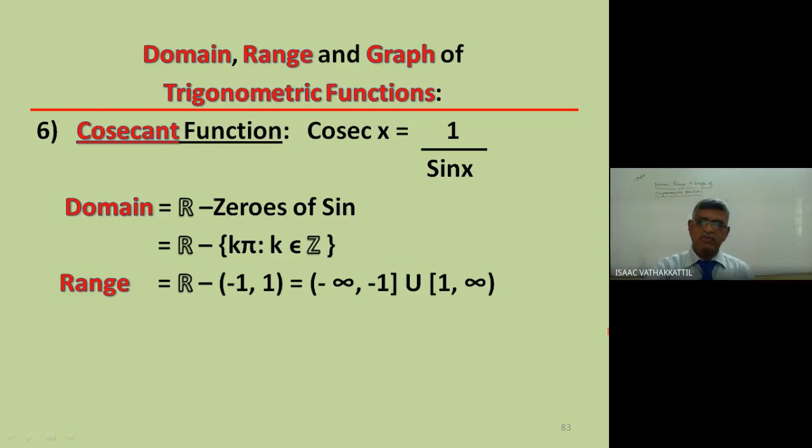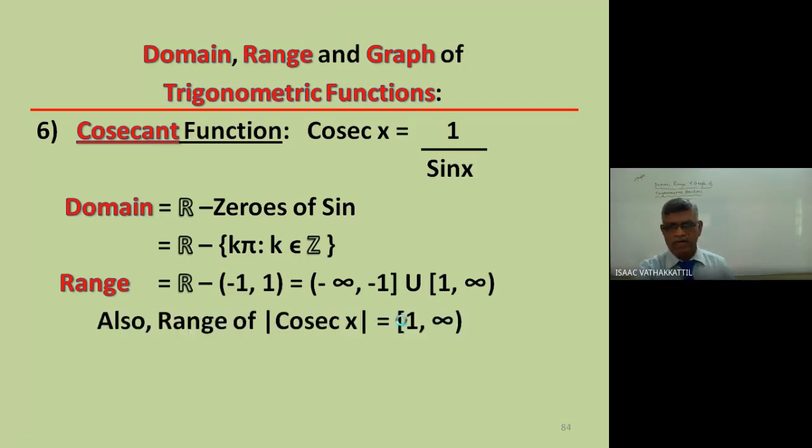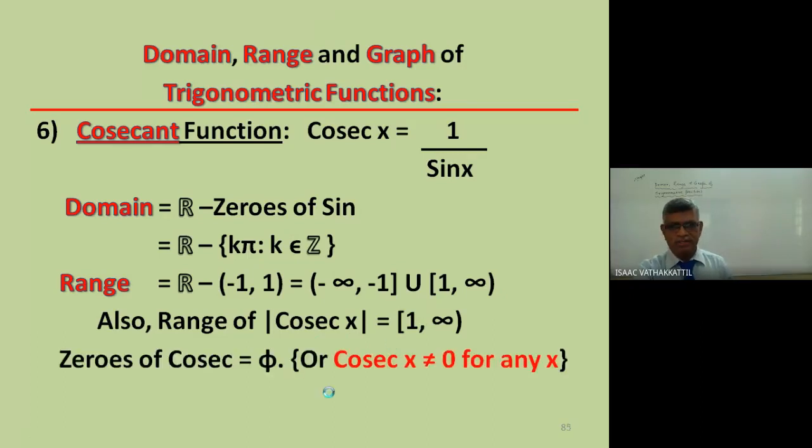The range is as good as that of the sec function. From the set of real numbers, we remove the open interval minus 1 to 1. That means the range will be minus infinity to minus 1 union 1 to infinity. That means cosec x can be either less than or equal to minus 1 or more than or equal to 1. And if it is mod cosec x, it will be from 1 to infinity.